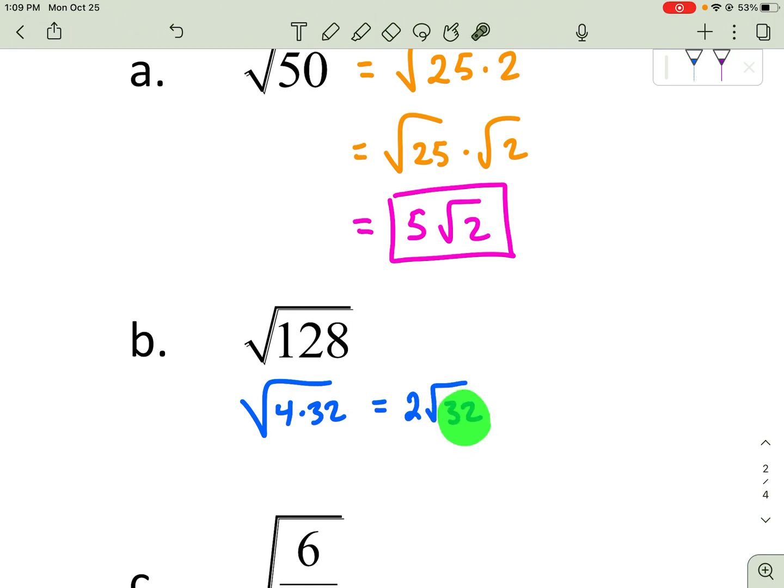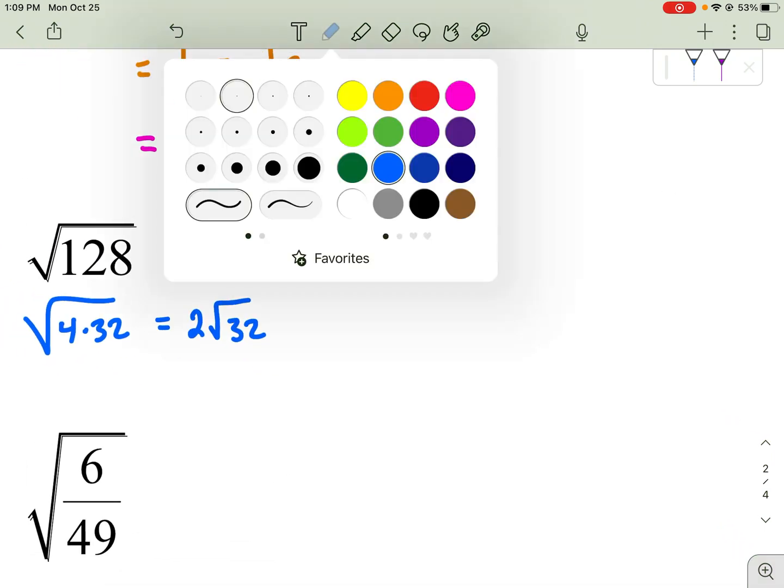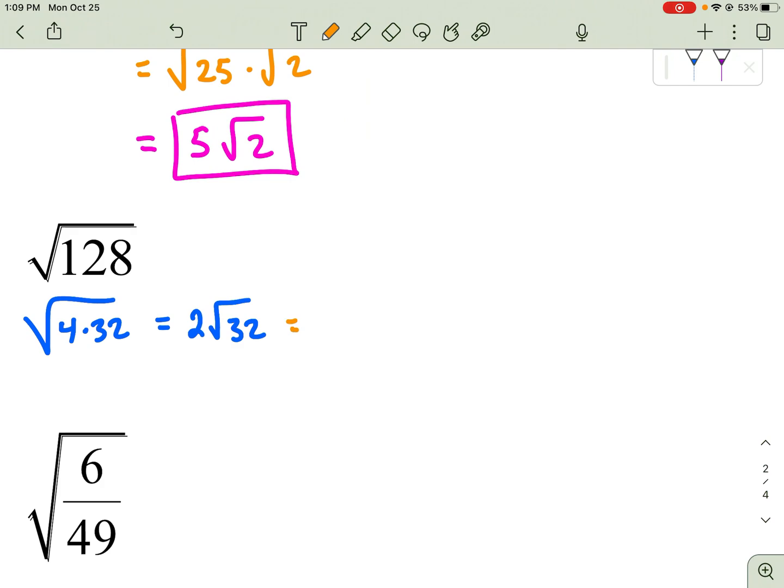But now I have to see if I can do with the 32 what I just did with the 28. And if I can, then I've got to keep going. And in this case I can, because this 2 just stays here. This 2 is going to stay out here. And then 32 is the square root of 16 times 2. And I know the square root of 16, so now I can do the square root of 16, which is 4, and then keep this 2 under the square root. So this turned into 4, and this 2 stayed the same. Whenever that happens, and you already have a number out here, you multiply these two numbers together. So our final answer is 8 square root of 2.